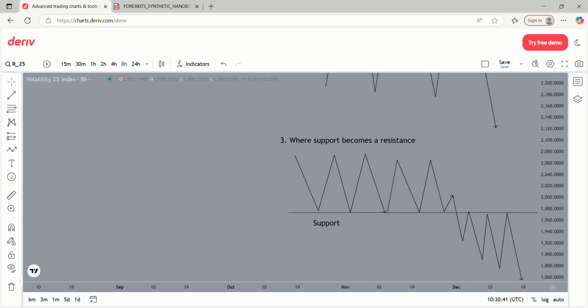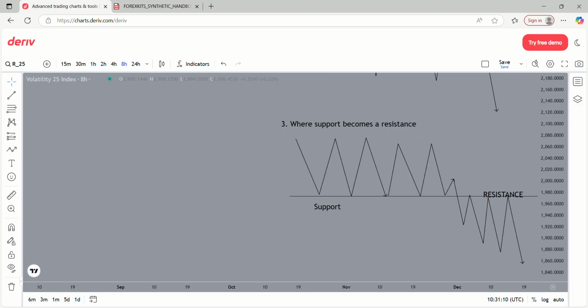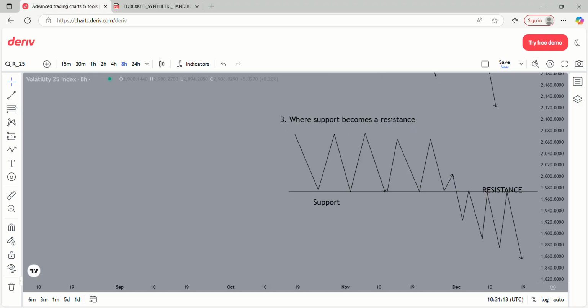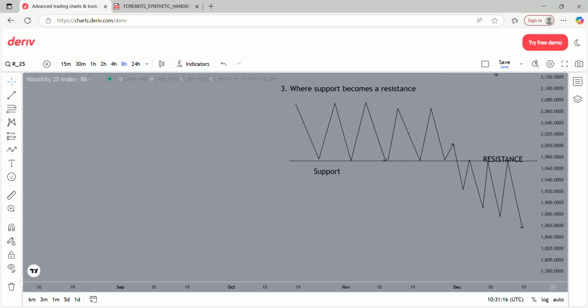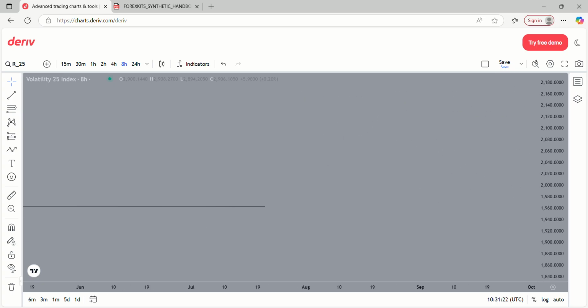At this point it is a support, but at this point it is a resistance. So let me identify that. Resistance. So I think you get the idea. Let me show you my screen, and then we'll quickly talk about a situation where resistance becomes support.